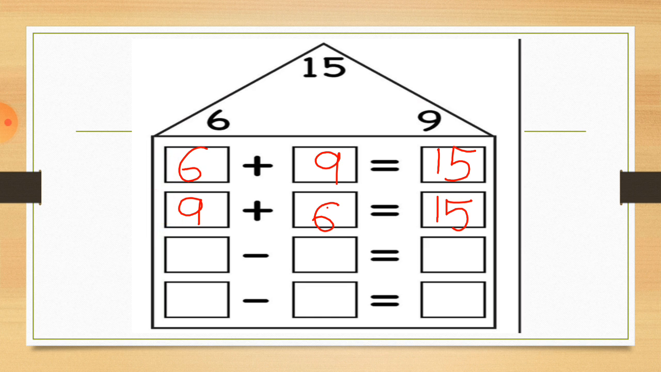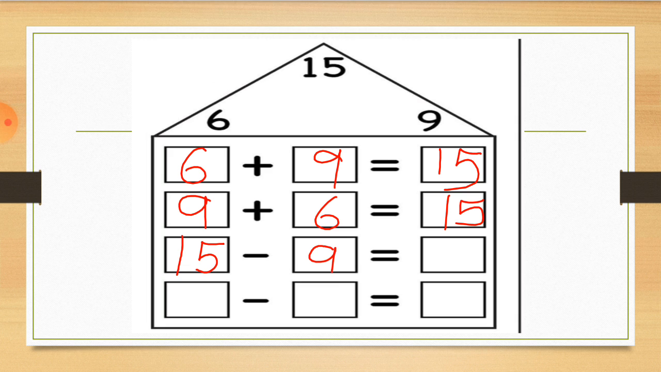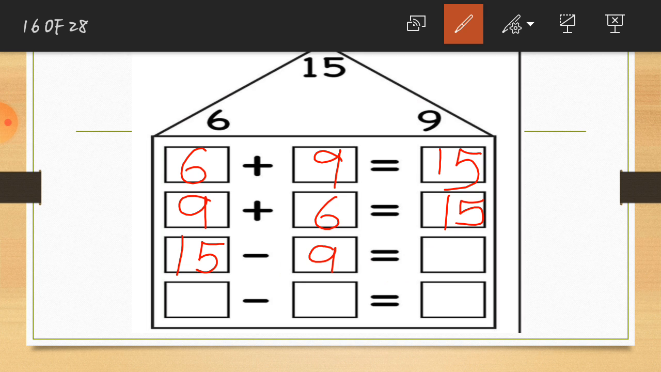So now see students, now I take the number 15 first. So I write 15 here and minus 9. So now you can see this. Here is the number 15 and the number 9. From this family, this number is missing. So if you draw 15 circles and cut 9 from it, you will get the number which is 6.